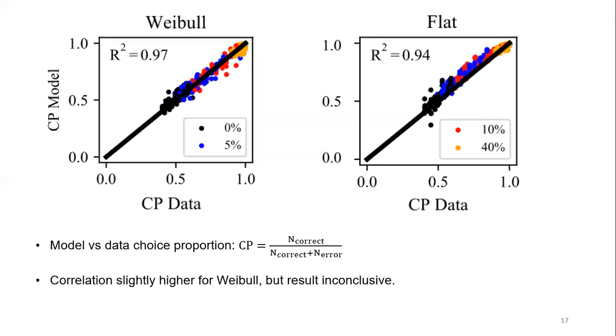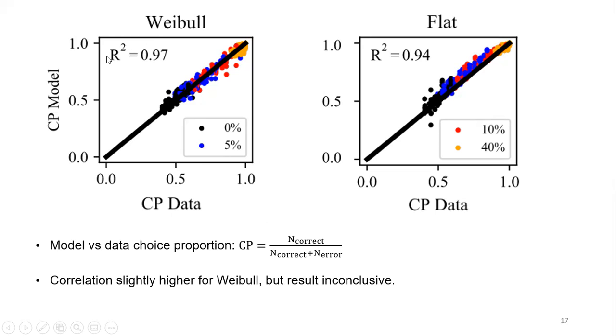So after we fit this, the first thing we did was compare the choice proportion values for the Weibull and flat boundaries. So what we're showing here is on the horizontal axis, the choice proportion for the actual data set versus the choice proportion for the model results, for both the Weibull on the left and flat boundary on the right. Now, we're defining choice proportion as the number of correct over the number of error plus correct responses, and we display the coherence values in the colors listed on these slides here.